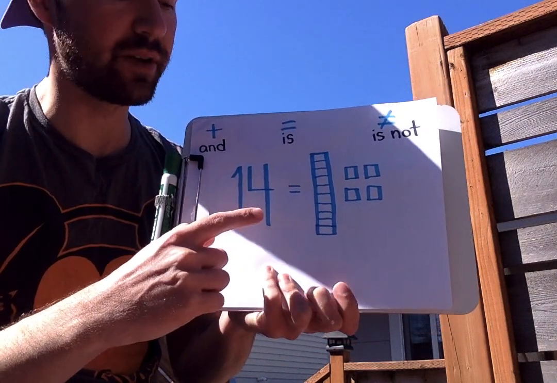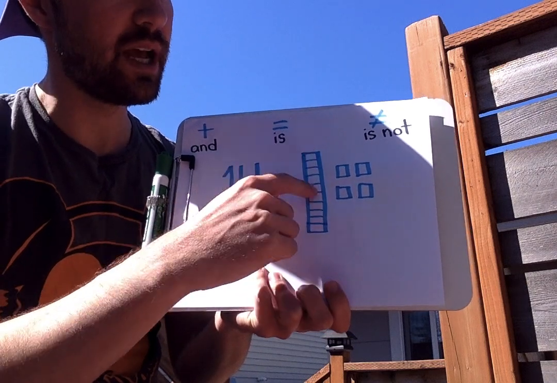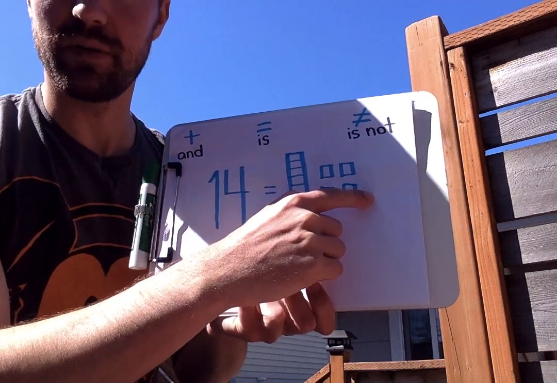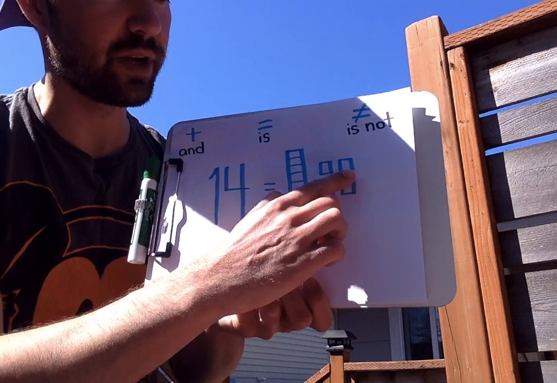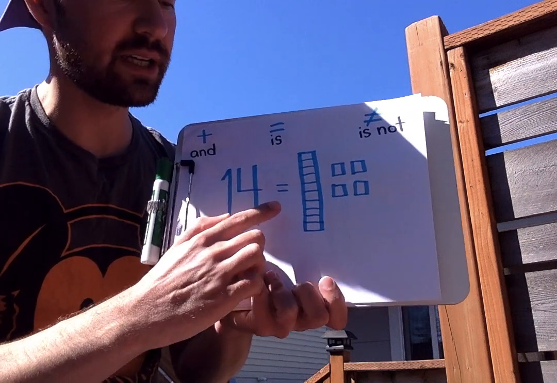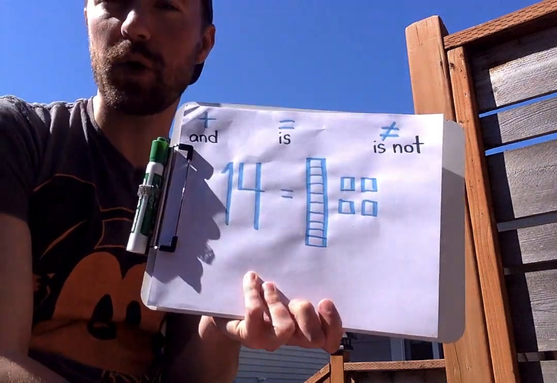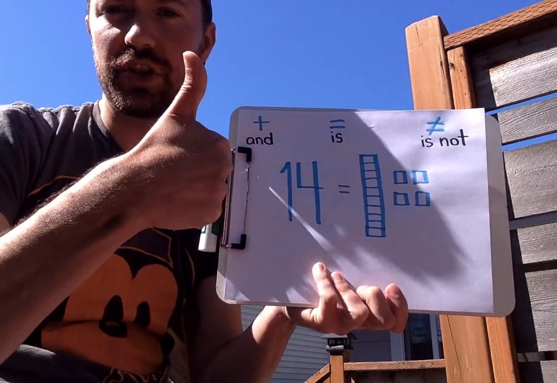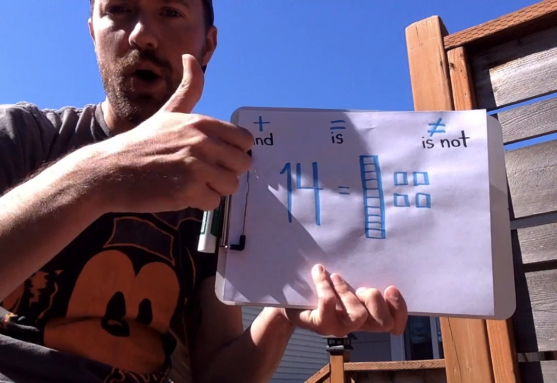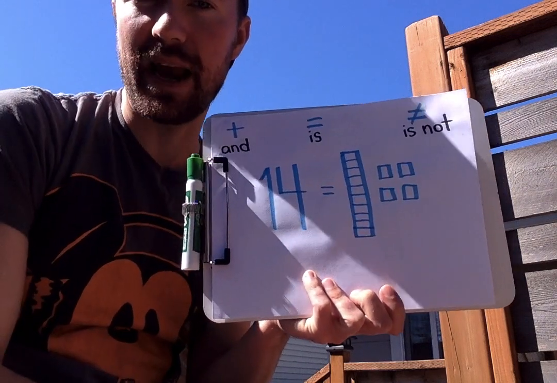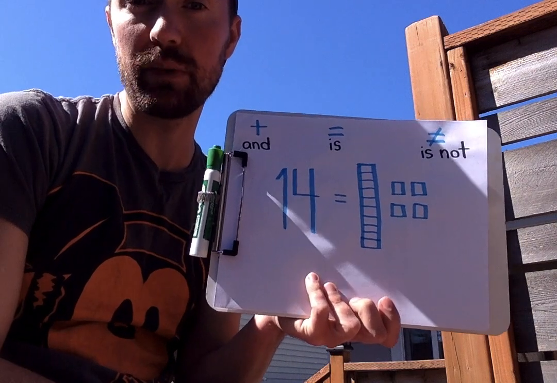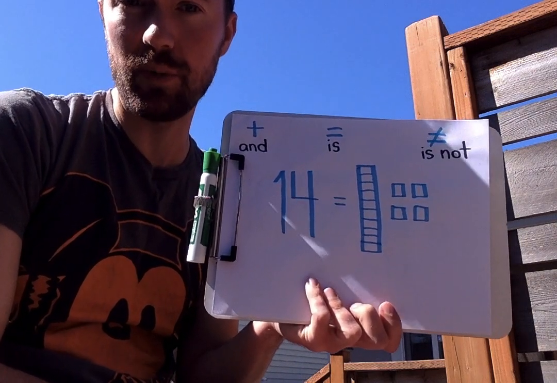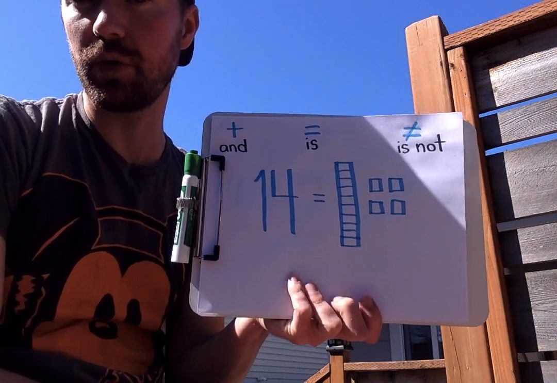Ready, set, read. 14 equals 10 stick and some leftovers. Let's count those leftovers or those ones. Ready, set, count. 1, 2, 3, 4. So 14 equals a 10 stick and 4 leftovers. Do you think that equation is true, that it makes sense, or is it false and it does not make sense? Take a moment, pause this video, think about that, and talk with someone near you or make a guess in your own brain about if this equation is true or false.